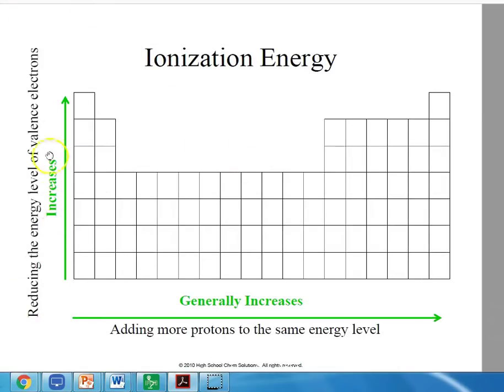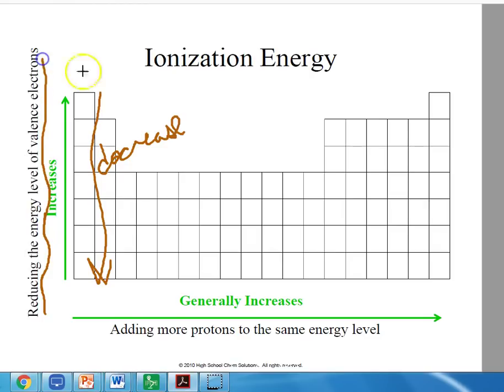As we go up the periodic table, the energy that's required to remove an electron increases. And the reasoning is shown over here on your left. As we go up the periodic table, it takes more and more energy to remove that electron. Of course, the reverse is true. As we go down the periodic table, the amount of energy required is going to decrease. And both of those things have to do with the energy level of the valence electrons.